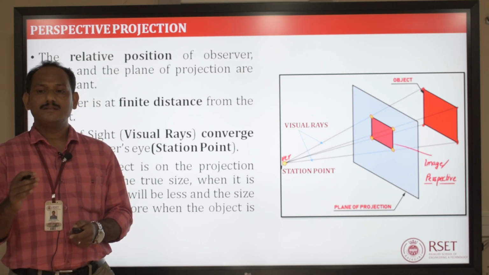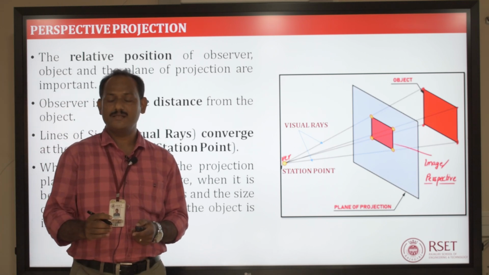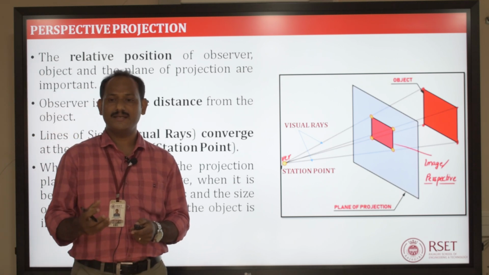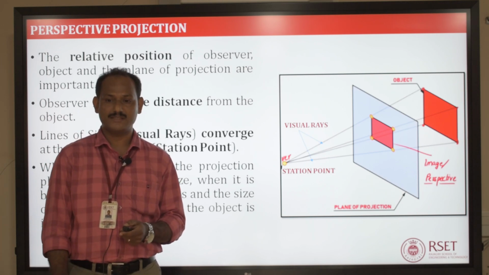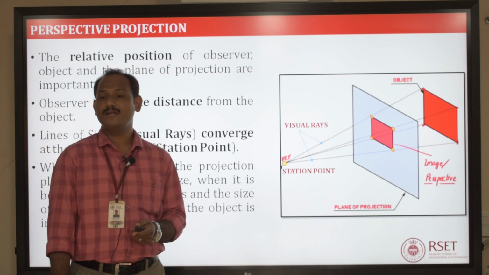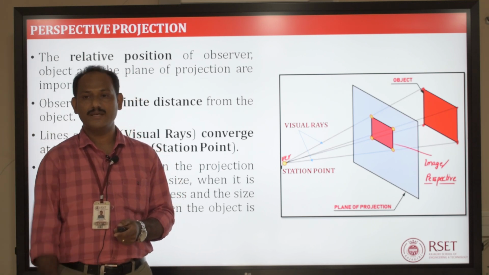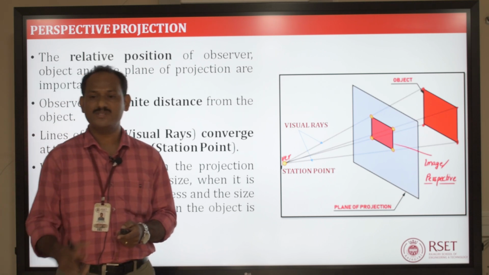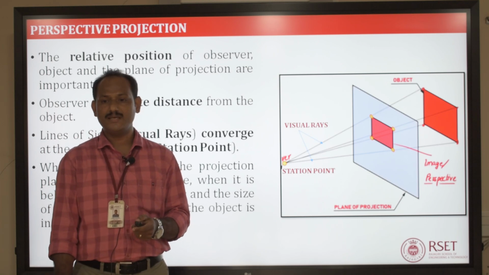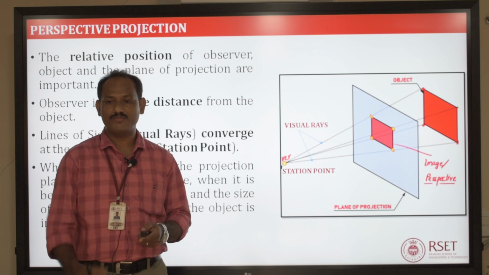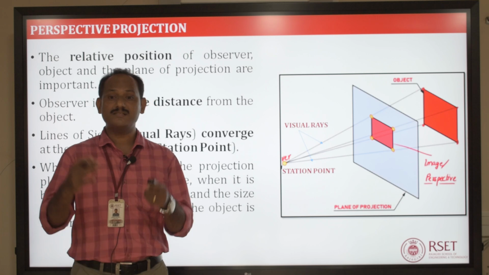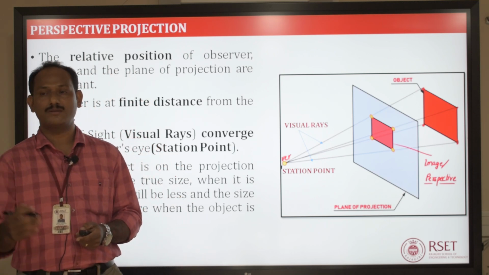If the object is placed behind the projection plane, you will get a lesser size object in perspective projection. So, if the object is placed on the picture plane, you will get the true shape and true size of the object in perspective projection. So, obviously, if the object is placed in front of the projection plane, you will get a larger size image on the picture plane.